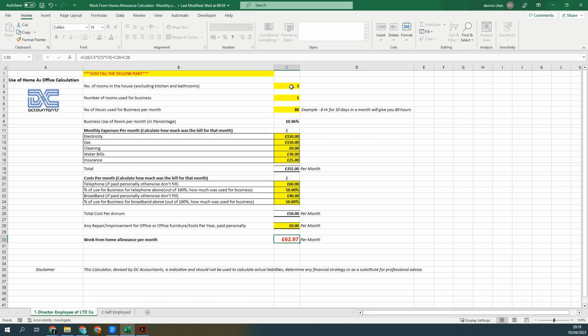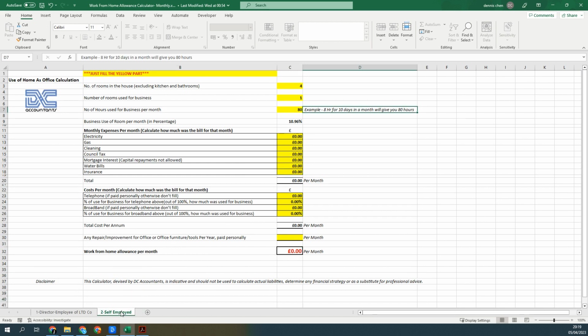So that's it. You get the work from home allowance per month figure, depending on whether you are a sole trader or a director. For a director, you can actually claim that from your director's loan account, and basically get paid from the company to yourself tax free. Whereas for self-employed, you can put that in your tax return and claim that as a tax relief amount from your tax return as well.